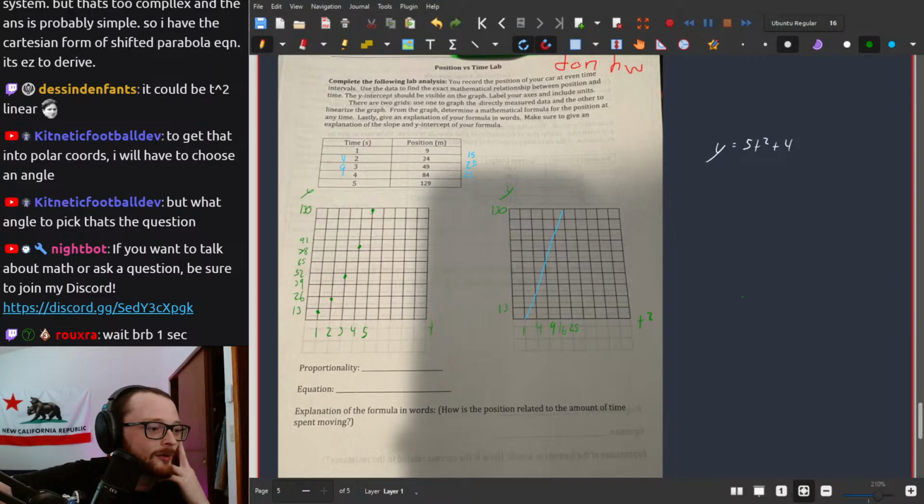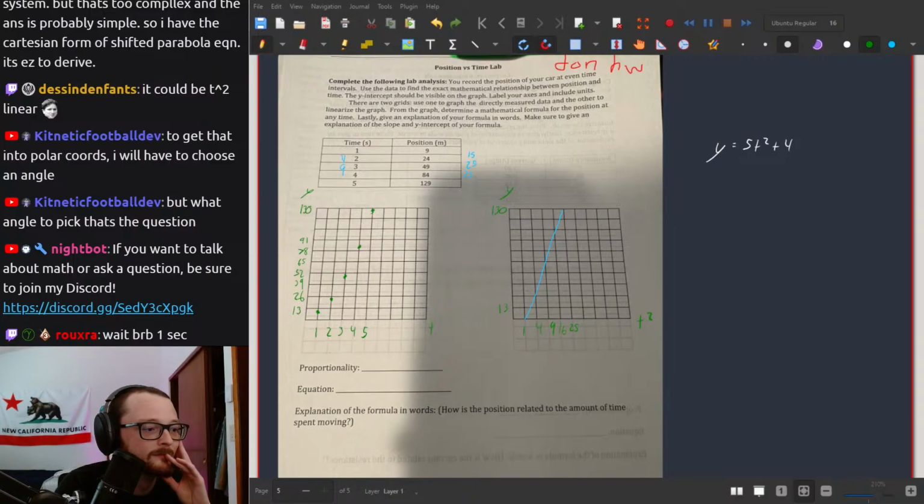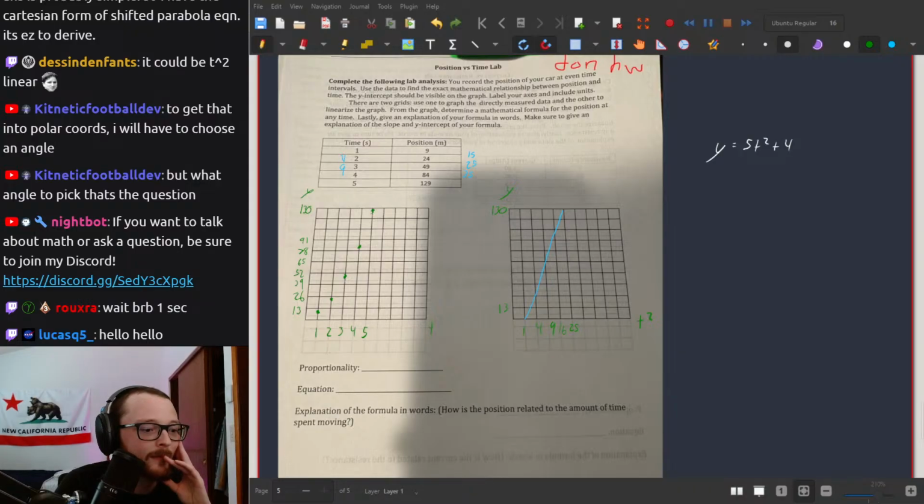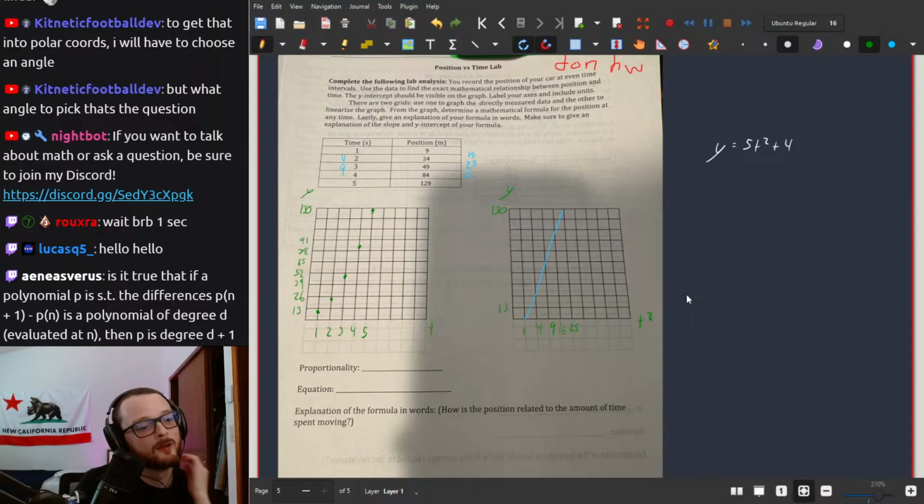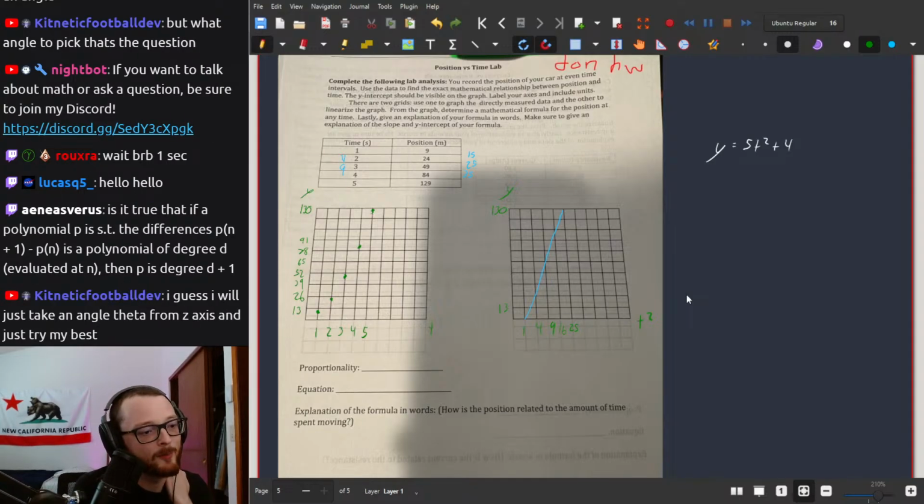So my tools, conjugate coordinate system. Yeah, kinetic football dev, I'm really not sure. Hey, Lucas. But Destin, I will come back around to your calculus question. Take an angle theta from the z-axis to try your best. Yeah, good luck.